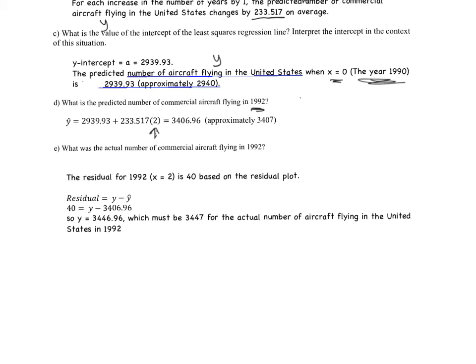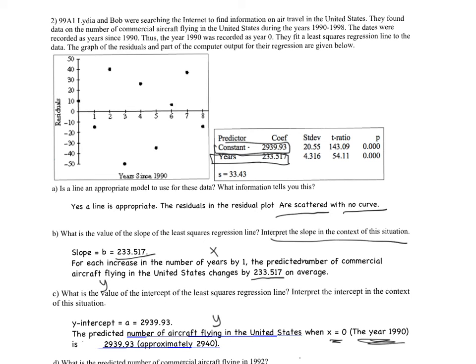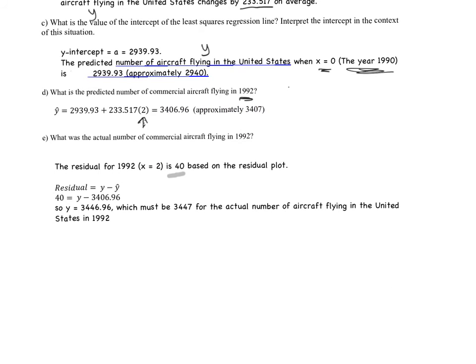And then part E, what is the actual number of commercial aircraft flying in 1992? Well, again, residual is y minus y hat. From the residual plot, we can see that when x is 2, the residual is up here at 40. So I know then that the residual is 40. We just got the y hat value for that year as 3406.96. And so we just need to solve this little equation by adding 3406.96 to both sides. So you end up with a y of 3446.96.